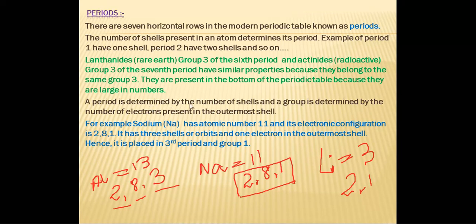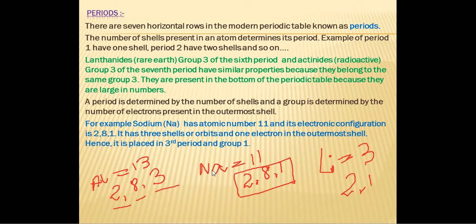A period is determined by the number of shells and a group is determined by the number of electrons present in the outermost shell. So this we have read, that the period will be determined by the number of shells. Suppose the element is having 3 shells, then it will be present in the third period. If the element is having 4 shells, then the element will be present in the fourth period.